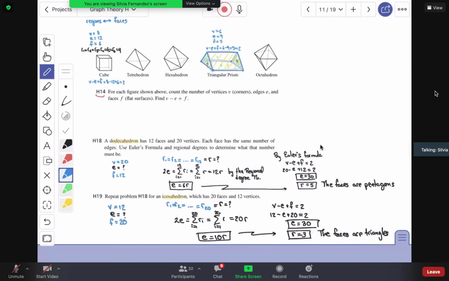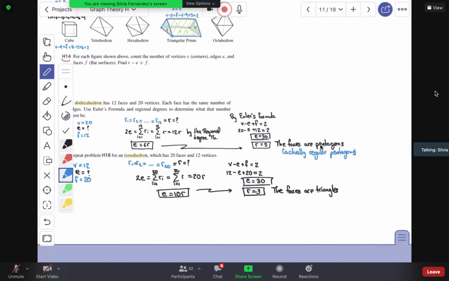and the same thing here. These are actually regular pentagons. This counting doesn't really tell you that, but these are actually equilateral triangles. Now all the edges are the same length in those two polyhedra. All the faces are exactly equal.